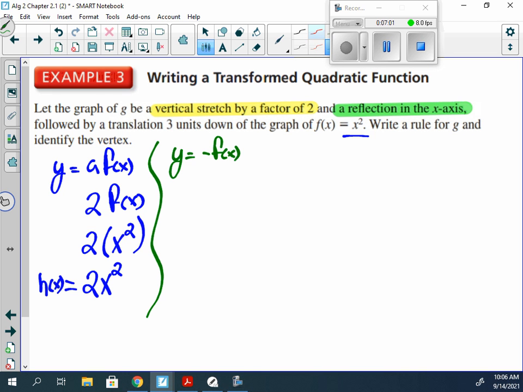Well, a reflection across the x-axis is just y equals negative f of x, because again, I'm just recalling back from the last chapter. Well, here we won't really use f of x. We're going to use h of x. So we're really saying negative h of x. What is h of x?